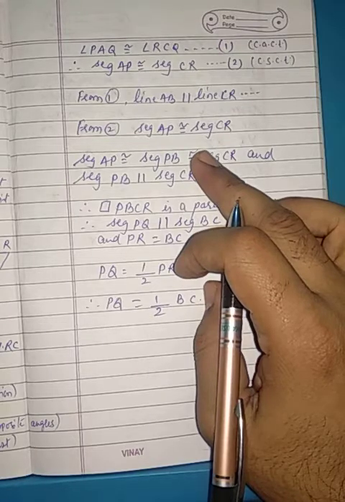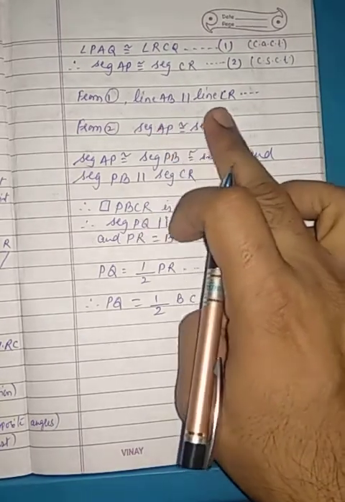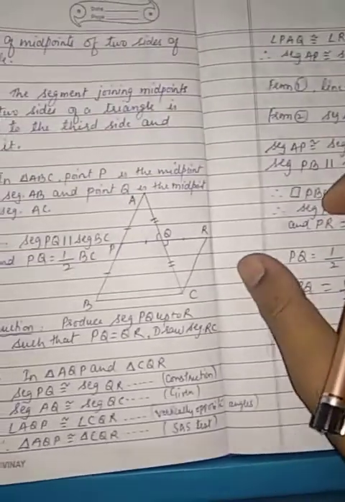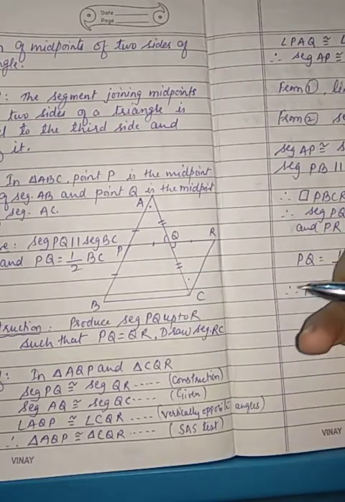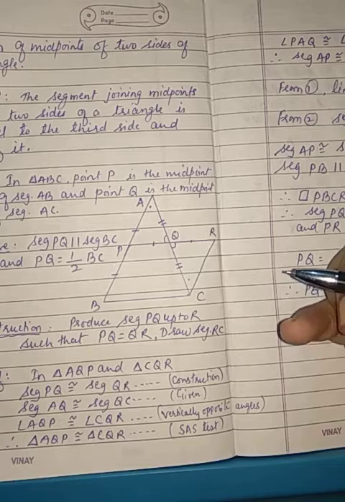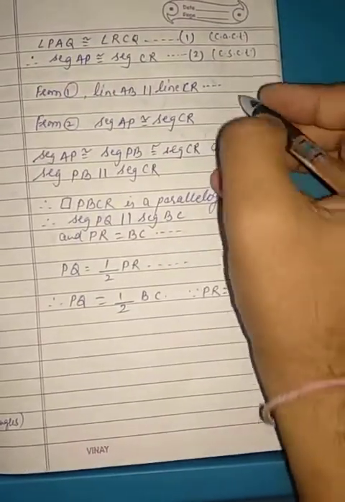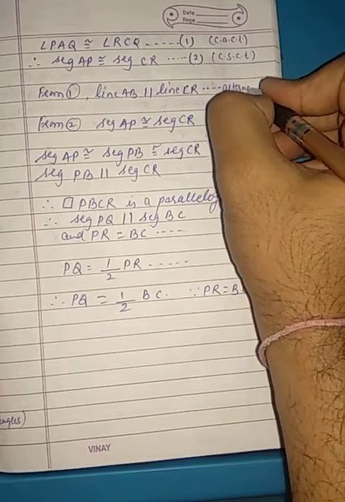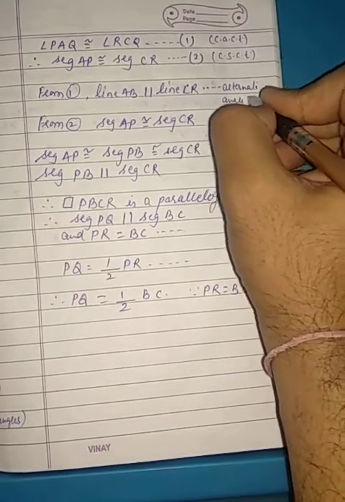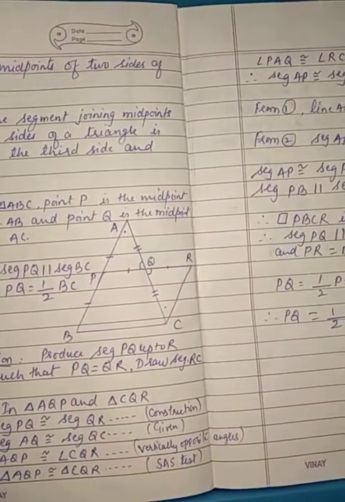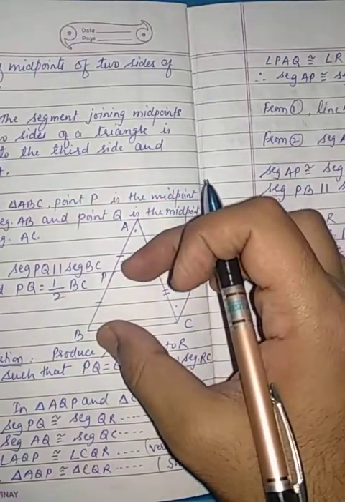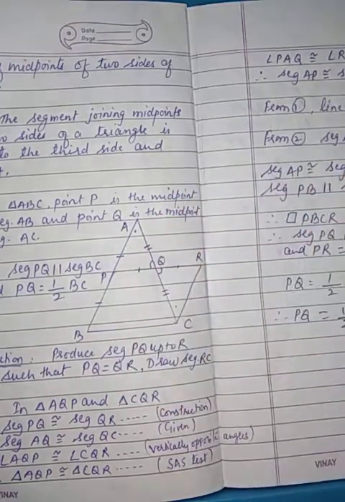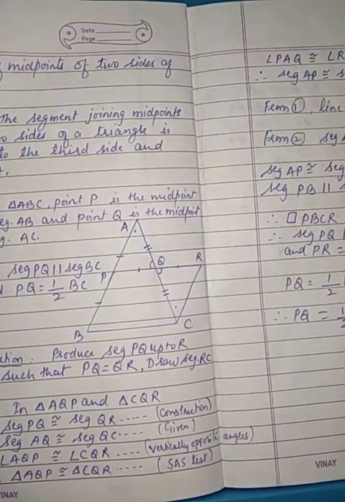Now from 1, if angles PAQ and RCQ are congruent, you can write that line AB is parallel to line CR. Why can we write this? See here, this angle is congruent to this one, isn't it? So AB is parallel to RC by the alternate angle test. Write here reason: alternate angle test. So you have proved here that AB is parallel to RC. And you can also write AP congruent to CR from 2.